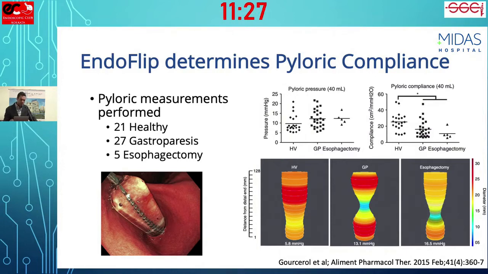This study was performed in many healthy and gastroparetic individuals, and what you see is the pyloric pressures are not different between the three groups. But the pyloric compliance, that's the distensibility of the pylorus, was lower in those who had gastroparesis or had esophagectomy. Just highlighting in the bottom right figure, the pylorus basically just doesn't seem to open. So that's what we call pylorospasm, and this is proven with the new technology that is available, the EndoFLIP. Unfortunately, not yet in India, but I'm sure it's coming soon.